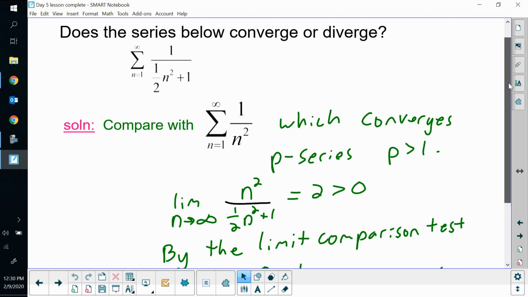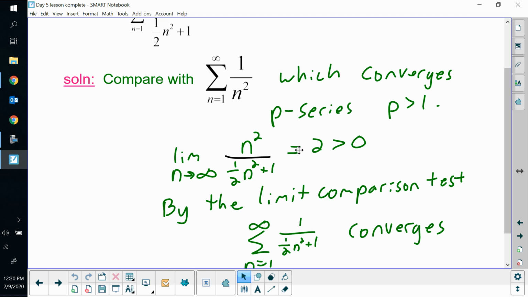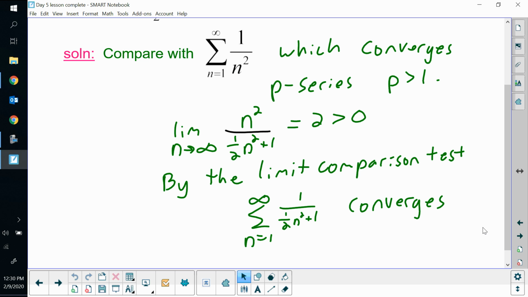If we divided the two, they have the same degree when we do the limit as n approaches infinity. 1 divided by 1/2 will give us 2, which is a positive finite number. So we can say by the limit comparison test that the original series does converge because our nice one also converged.